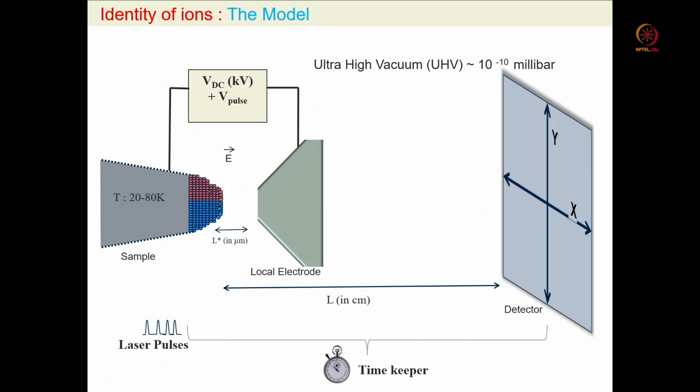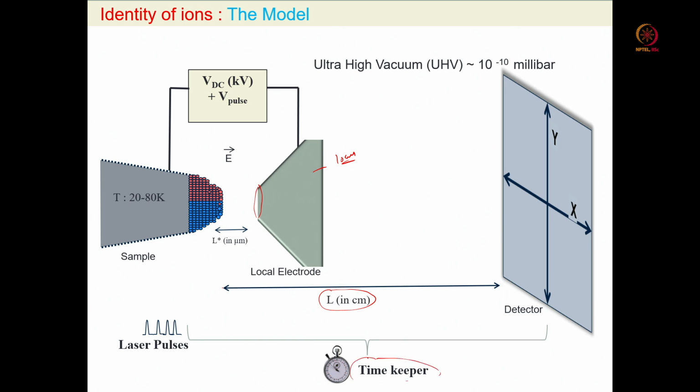model it. So here there is a schematic where you can see that this is a needle specimen, having certain atomic species, where different colors correspond to different types of atoms. Okay, and this is kept at a very low base temperature of around 20 to 80 Kelvin in an ultra high vacuum chamber, and there is a distance L between the tip surface and the detector. This is your local electrode. Okay, this is a hollow local electrode. And there is a timer.